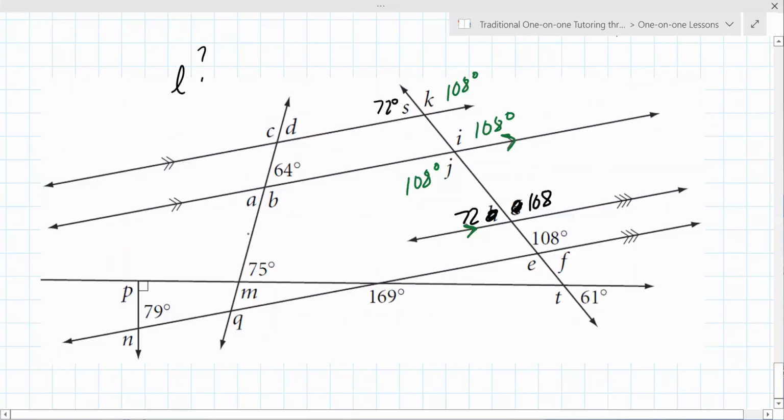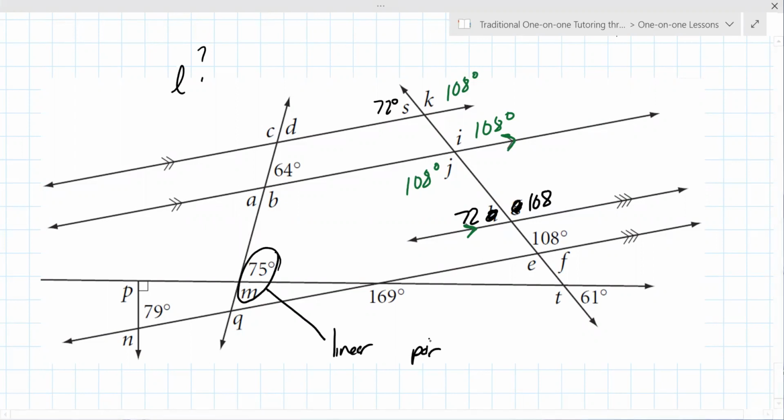I'm just trying to turn my head the right direction to see it. Whenever you see two things right next to each other, that means they're a linear pair. Yes. So linear pair, it would just have to be 105 for M. M is 105. Good.